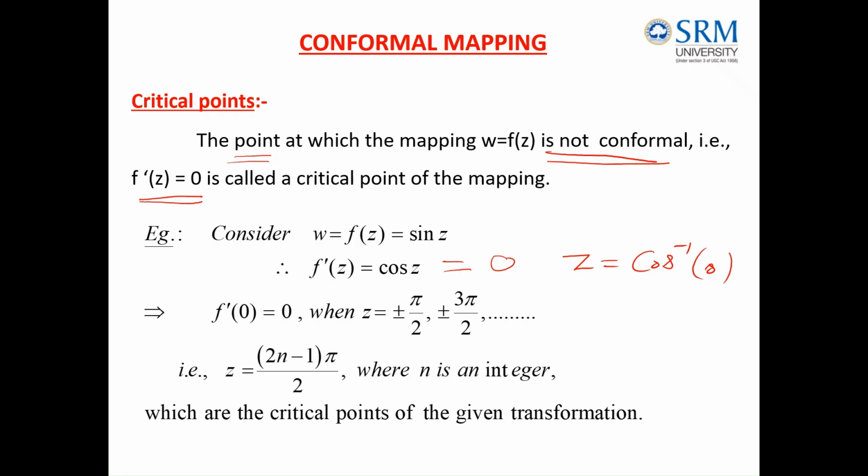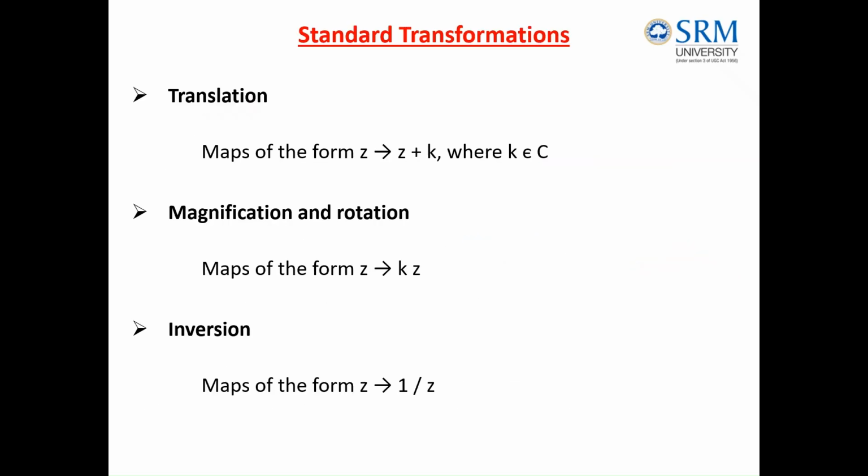So if we want to find the critical points, just find the derivative, equate it to 0 and find the points which make the derivative 0. Those points are called critical points. Next, there are standard transformations called translation, magnification and rotation, and inversion. These are the standard transformations we are going to study now.